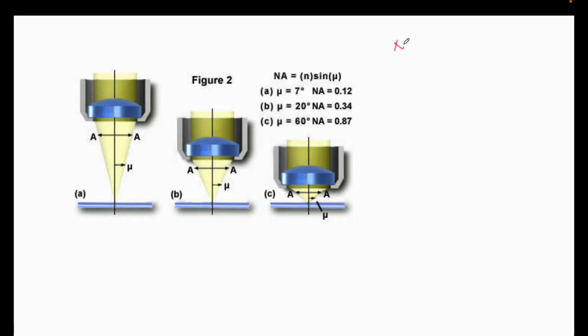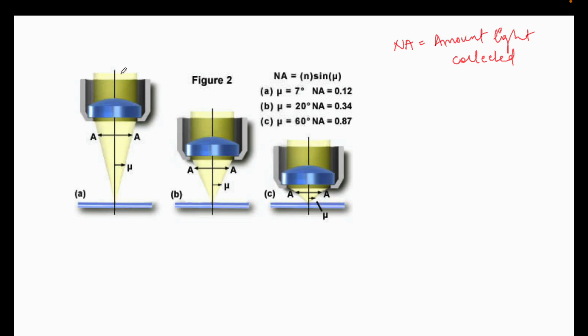So what is numerical aperture? Numerical aperture is nothing but the amount of light collected. This amount of light collected will tell us how much the object will get resolved. It is the amount of light collected from the lens.